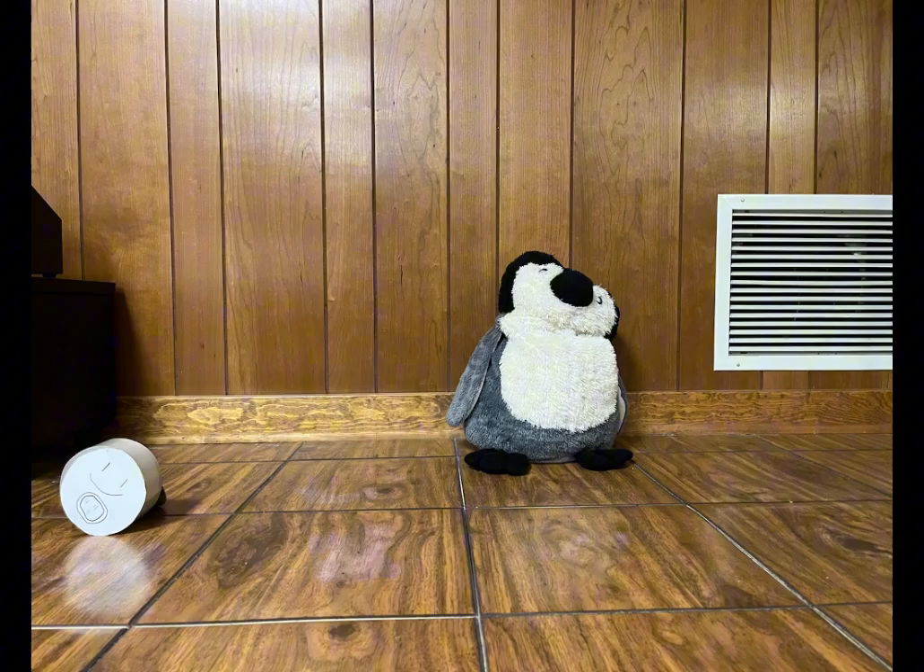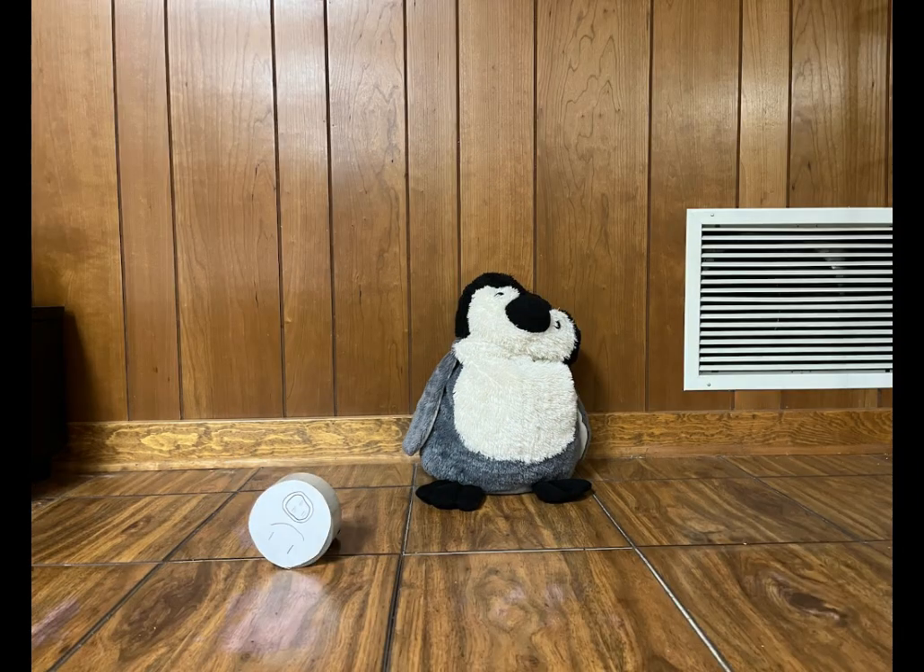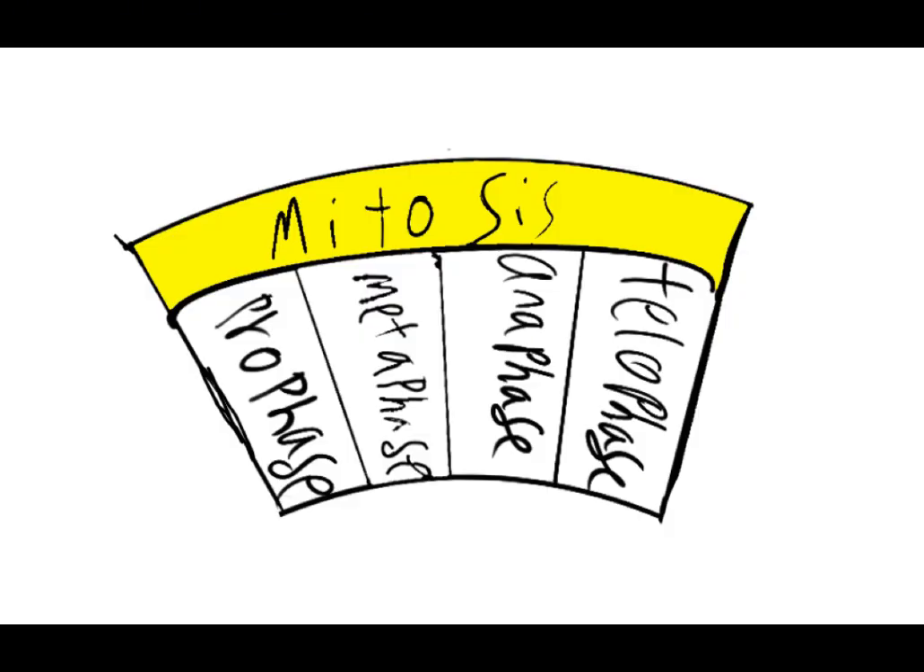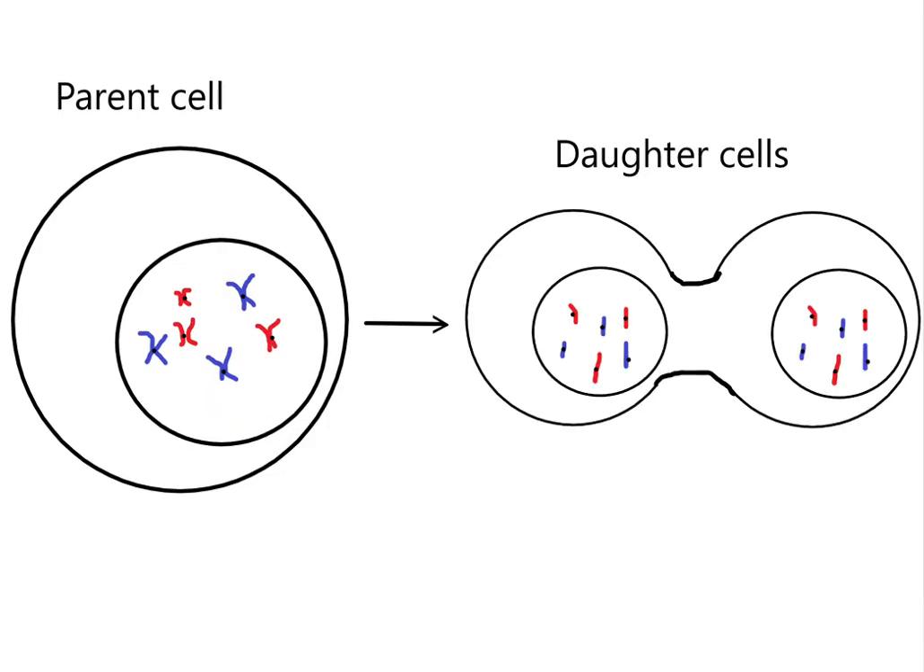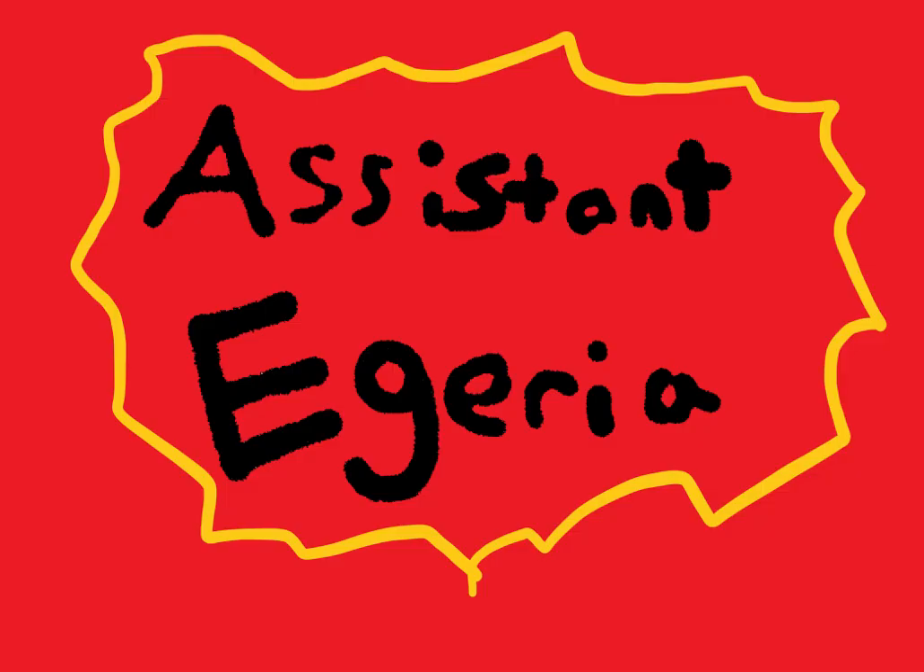Hello, we'll be covering the great phase of mitosis today. Mitosis is the process in which the nucleus divides, producing 2 genetically identical nuclei. This phase has 4 subphases, and I will have each of my assistant teachers talk about the subphases.